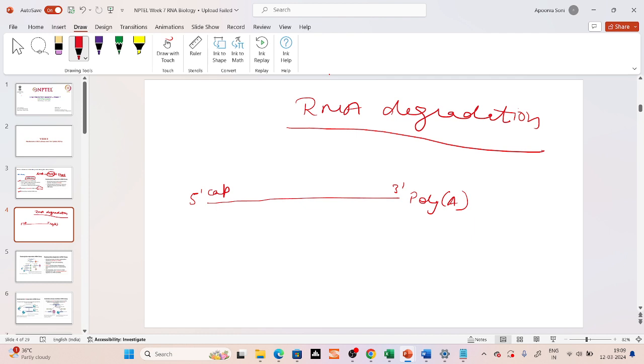I can either cut it from between, because there is no security over here. Here there is one door which is the 5 prime cap, here there is another door which is the 3 prime cap, and here there is no door. So either I can cut it from in between or I can cut it from the 5 prime or 3 prime end.